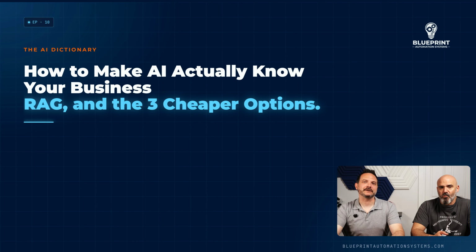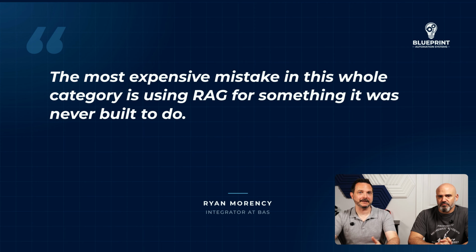Somebody's going to quote you 5 figures to build a RAG system so your AI knows your business. There's a chance you need it, but there's a better chance a free option would have been more accurate, and people selling you the expensive one probably isn't going to tell you that. So today, the 3 questions that tell you which one you actually need and why the most expensive mistake in this whole category is using RAG for something it was never built to do, and where a well-organized set of files beats a fancy version outright.